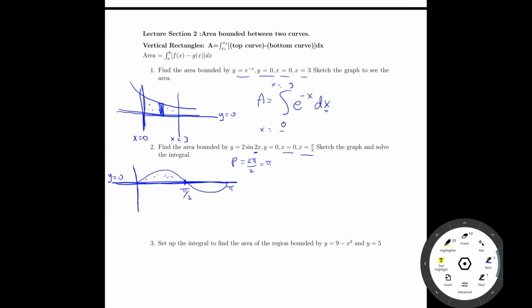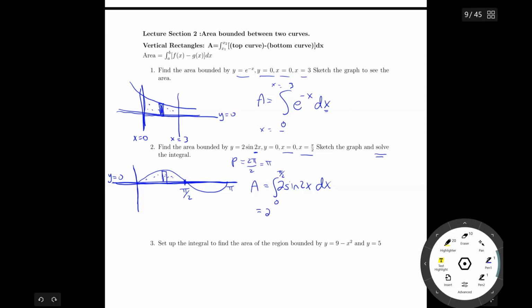The area will be the height of the rectangle, which goes up to 2 sine of 2x, and the width of the rectangle is dx. I start building rectangles at 0, and I end building rectangles at pi over 2. Again, these are x values. This one does say solve the integral, so let's finish doing it.